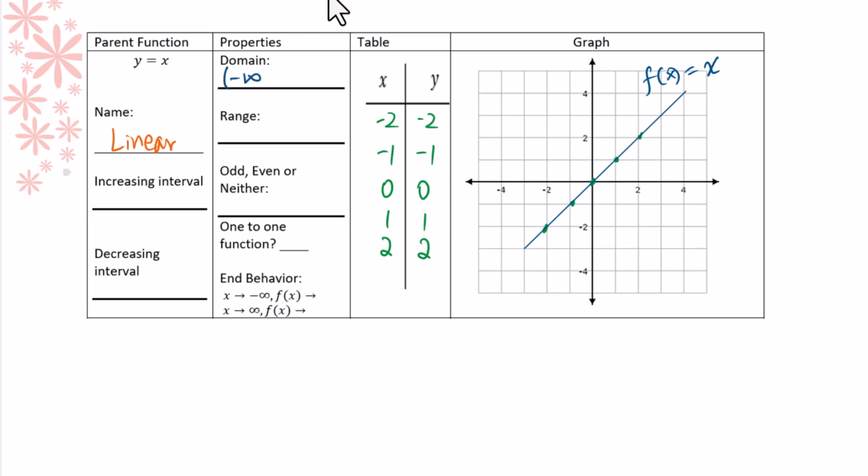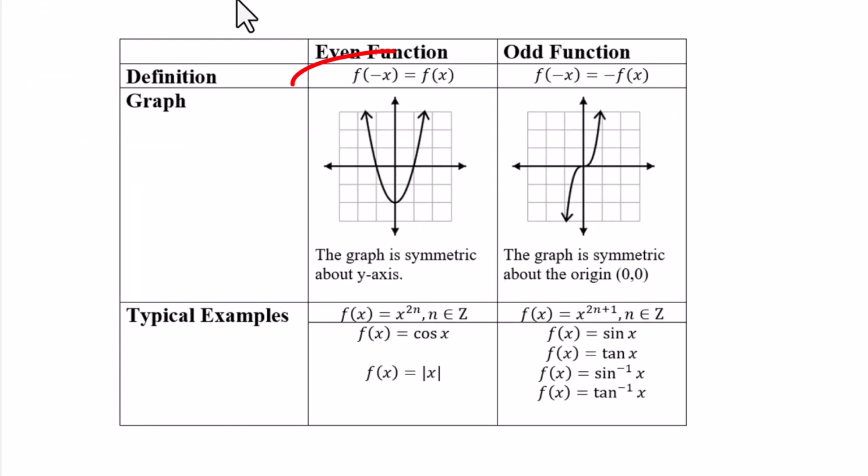Domain is all real numbers. Range is all real numbers. Odd or even function. For even function, f of -x equals f of x. The graph is symmetric about the y-axis. For odd function, f of -x equals -f of x. The graph is symmetric about the origin 0, 0.